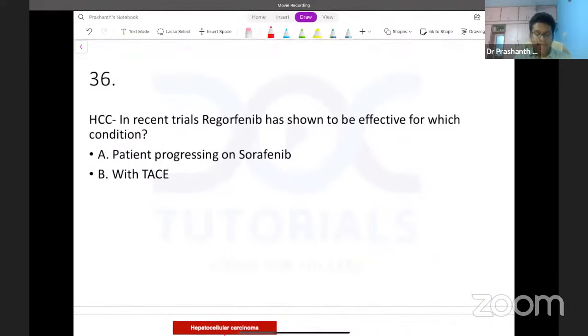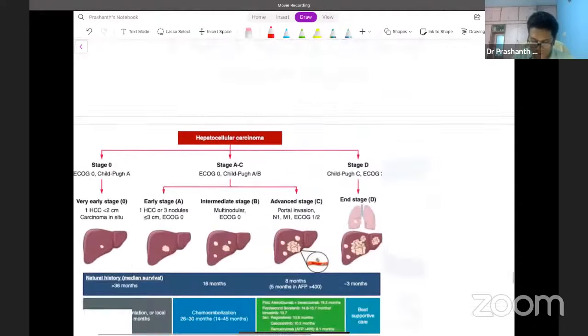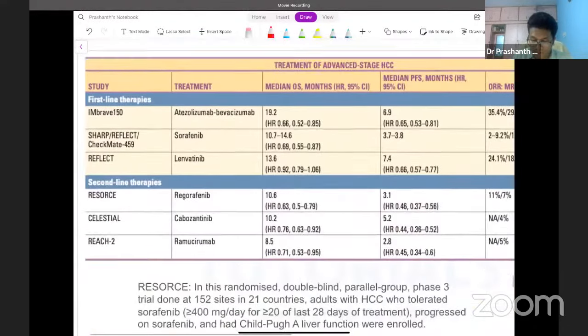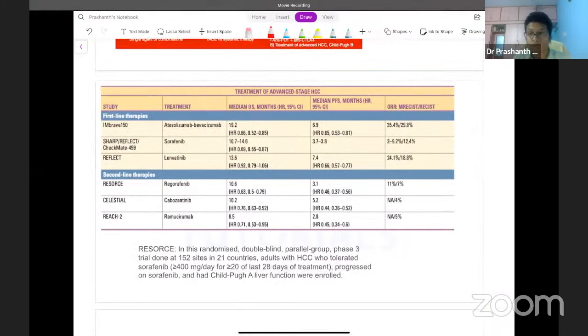Now, in case of HCC, in recent trials, regorafenib has shown to be effective in which condition? It is a third line agent for patients who progress on sorafenib. So this is the answer. I have already shown you what is important in this table, and this is one important table which you should know.